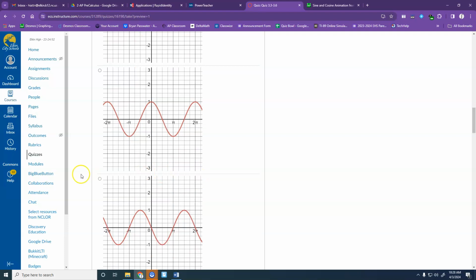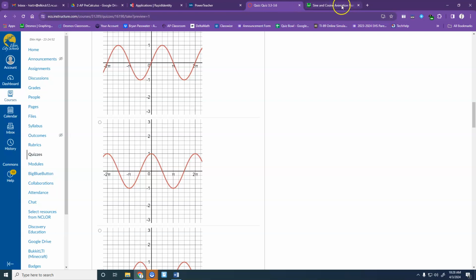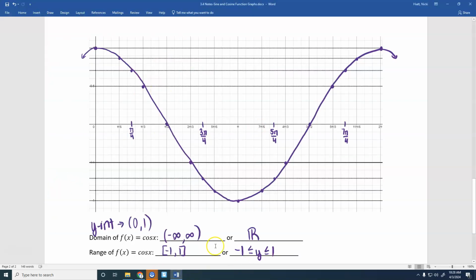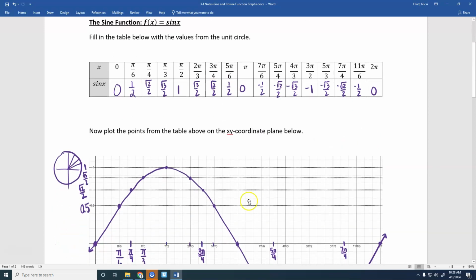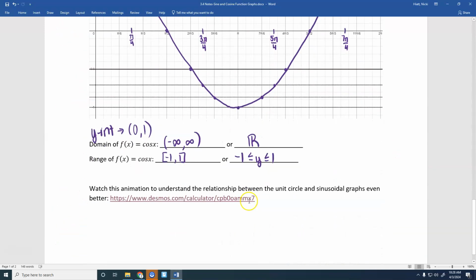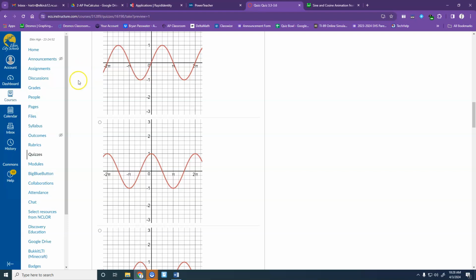So those should be easy problems for you, because if you don't know what the sine and cosine graphs look like to start with, when we do the transformations, you're going to have a really hard time. So make sure that you know what these graphs look like and are able to produce those easily. So now we have an activity that we're going to try.